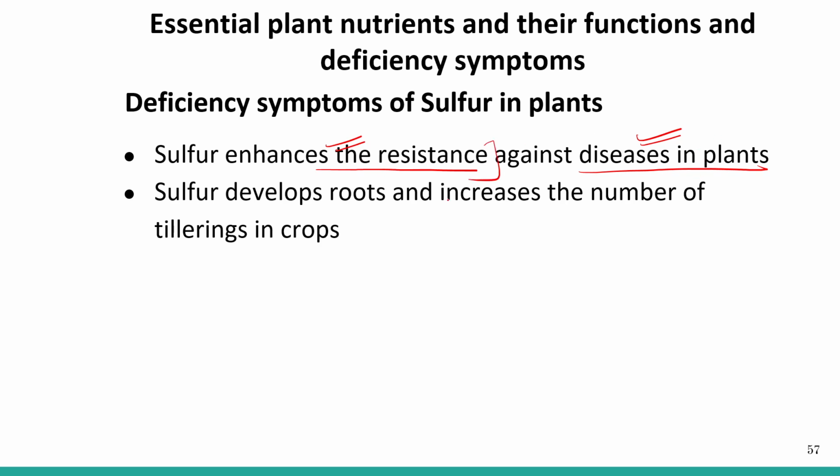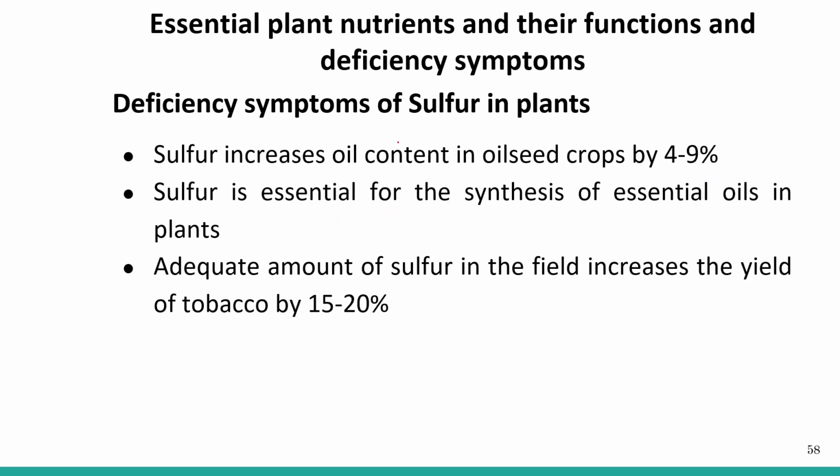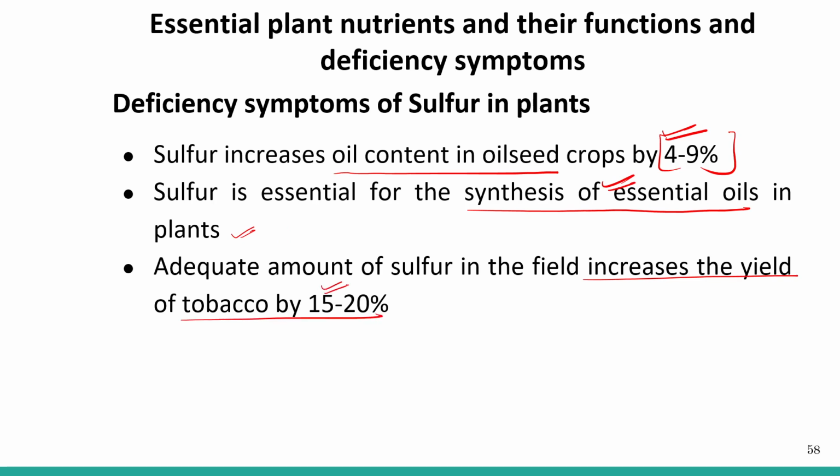in plants. Sulfur develops roots and increases the number of tillers in crops. So it is also important for the development of the roots. Sulfur increases the oil content in oilseed crops, by around 4 to 9%. And sulfur is essential for the synthesis of essential oil in plants. An adequate amount of sulfur in the field increases the yield of tobacco by 15 to 20%. So the production of tobacco can increase if an adequate amount of sulfur is present in the field.